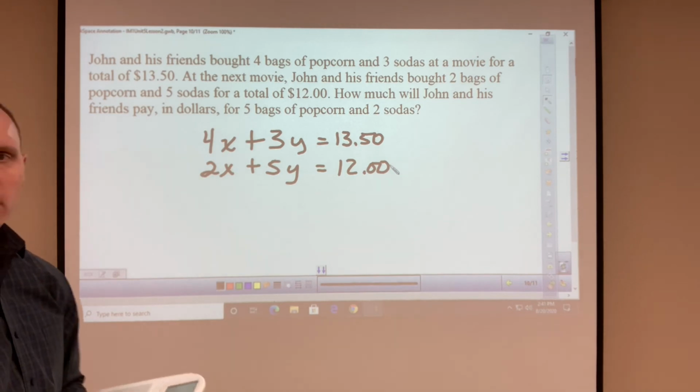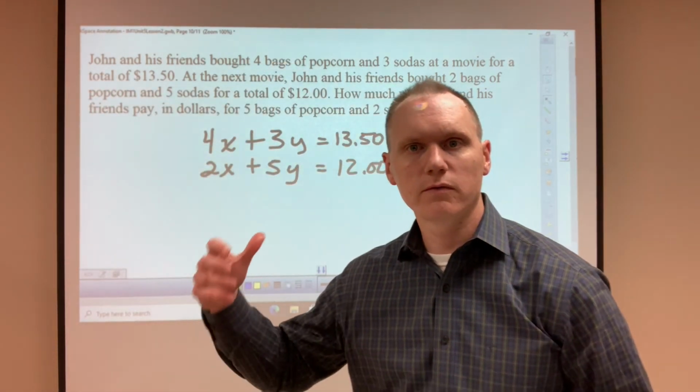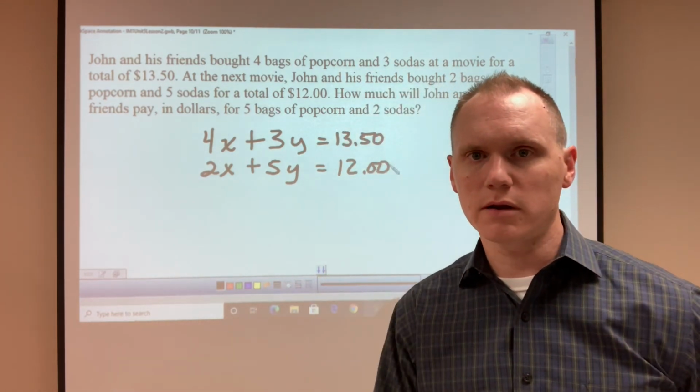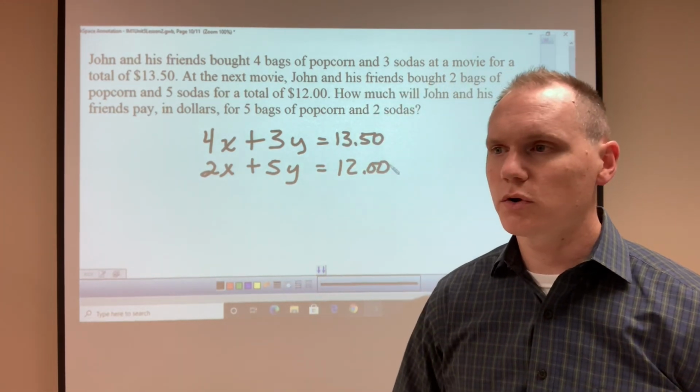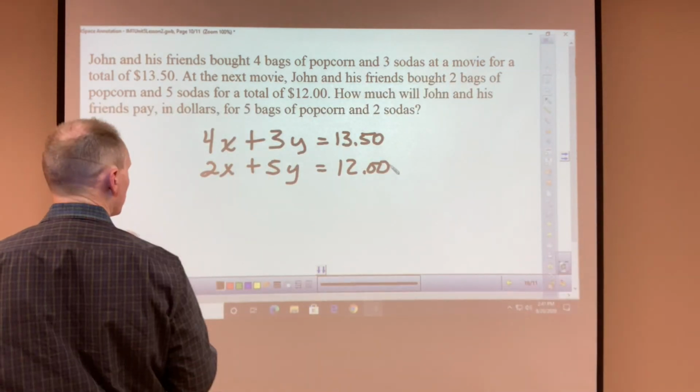So you always want to think about, what do you have the value of? In this case, we have the value of the total cost. So that's what we're going to think about in terms of. Sometimes you just have the total number of things, so you just add them up. You're really going to think about what you have.